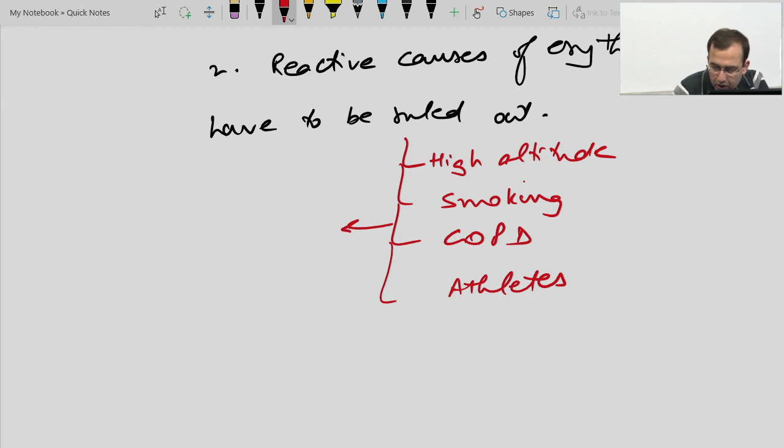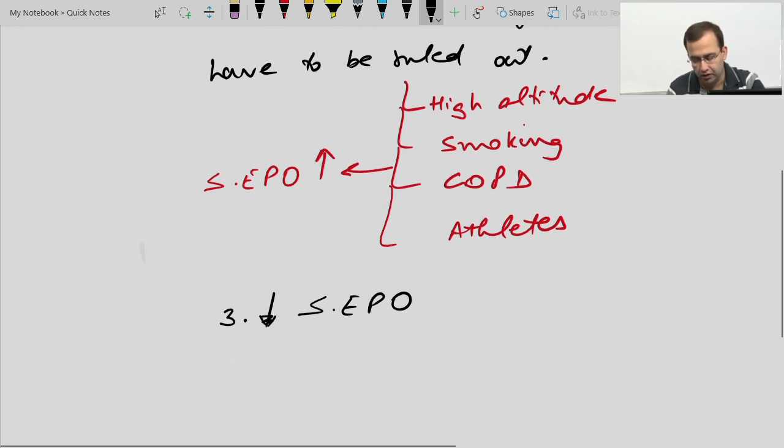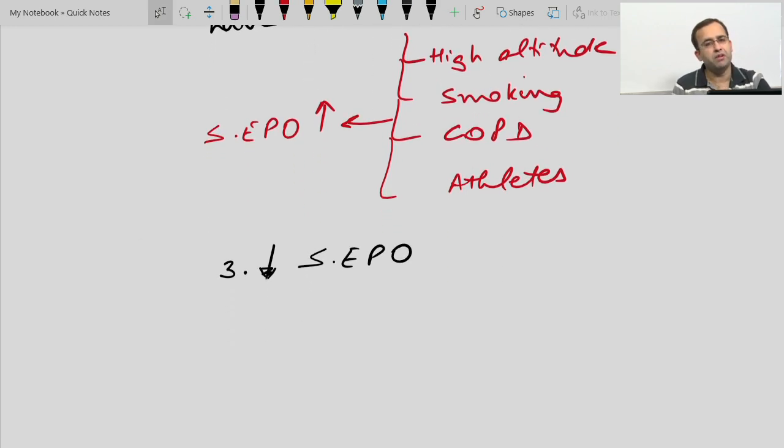How will we rule them out? Which is the main hormone responsible for erythropoiesis? Erythropoietin. In the reactive causes, the serum erythropoietin is increased, versus polycythemia vera, extremely important, which is associated with a reduced serum erythropoietin. PV is a blood cancer with high hemoglobin, which gives a negative feedback to the erythropoietin levels. As a result, the serum erythropoietin is reduced.